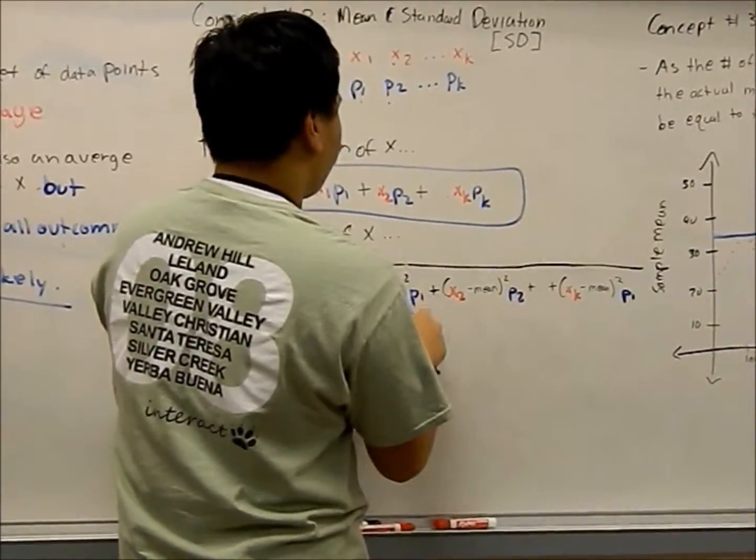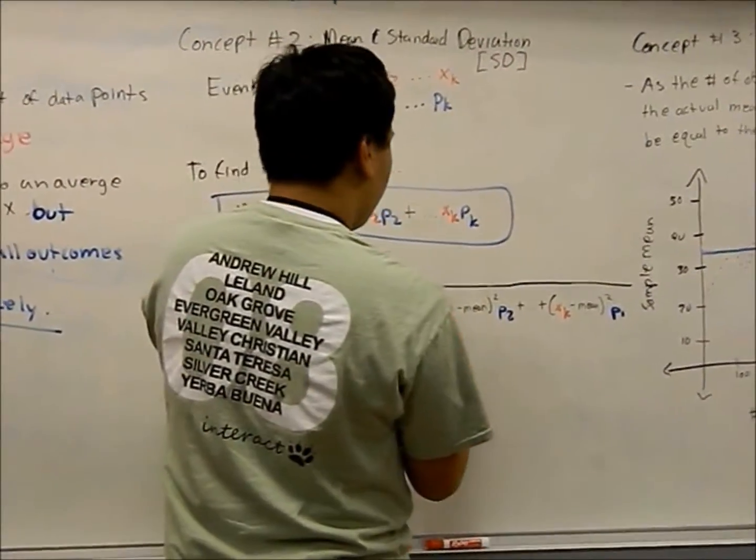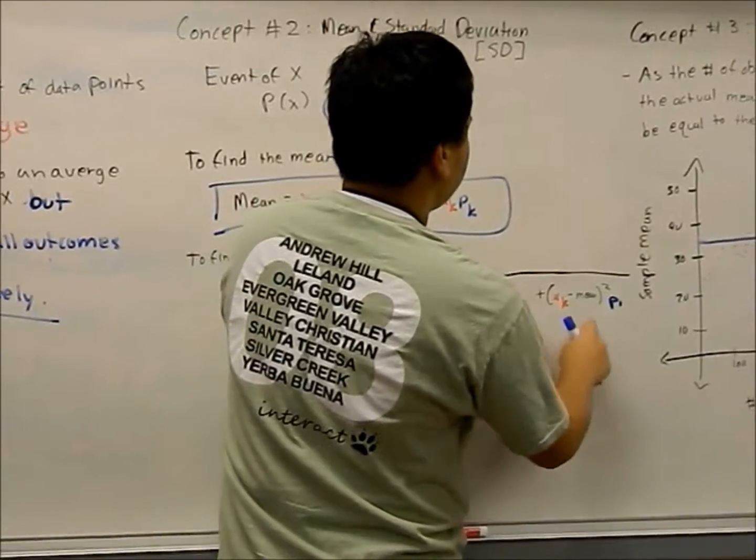You square it and then times the probability, which is given here, plus so on and so on.